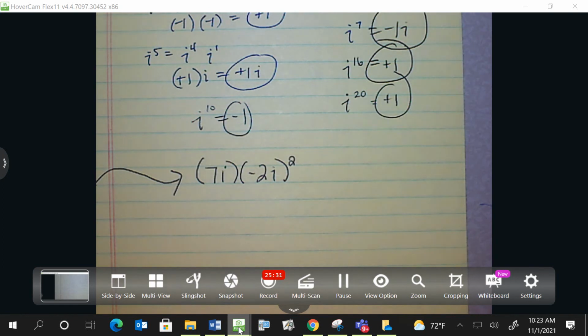That is 7i in the first parenthesis and negative 2i squared in the second. Hands up when you have an answer. Don't use a calculator. See if you can do it without a calculator. Okay, final answer. Thank you for trying. You can't use a calculator.